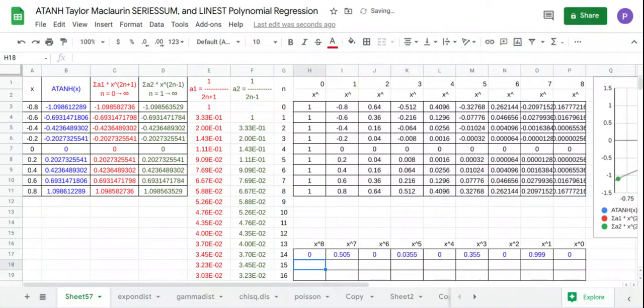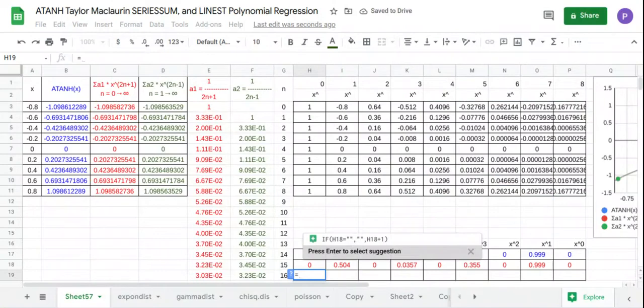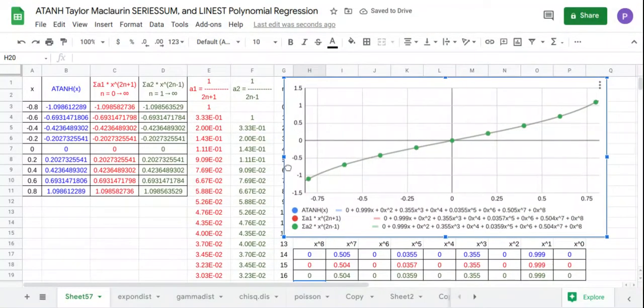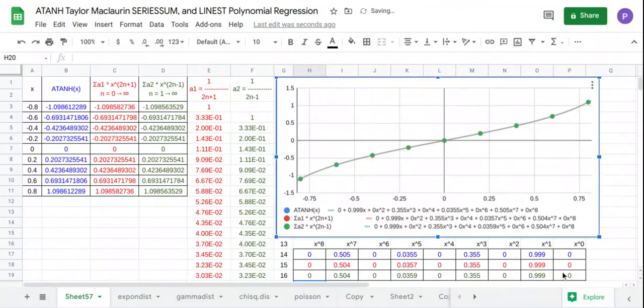That's for the ATANH. Now the first Taylor-Maclaurin series sum. So LINEST, the first expansion data y and data x comma data x. And finally the second expansion, which is LINEST data y comma data x. And we'll compare our polynomial regression coefficients with this in the polynomials.